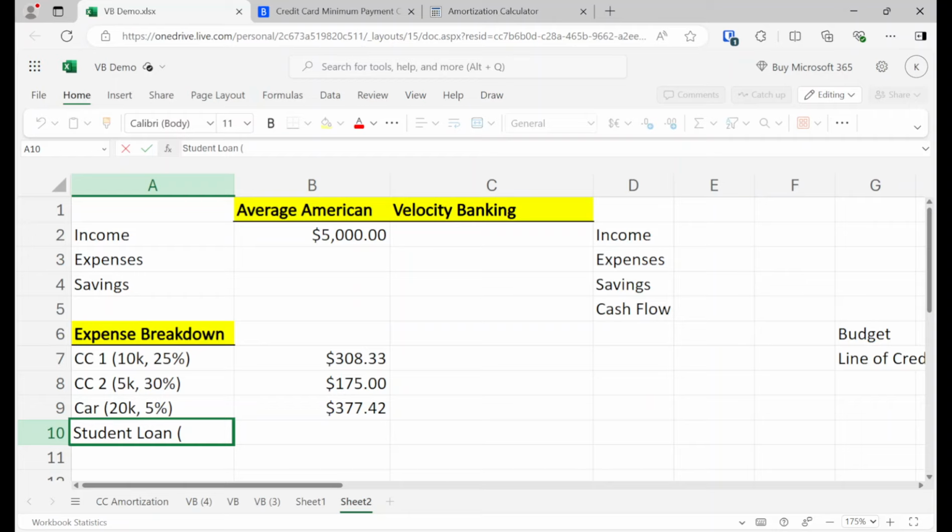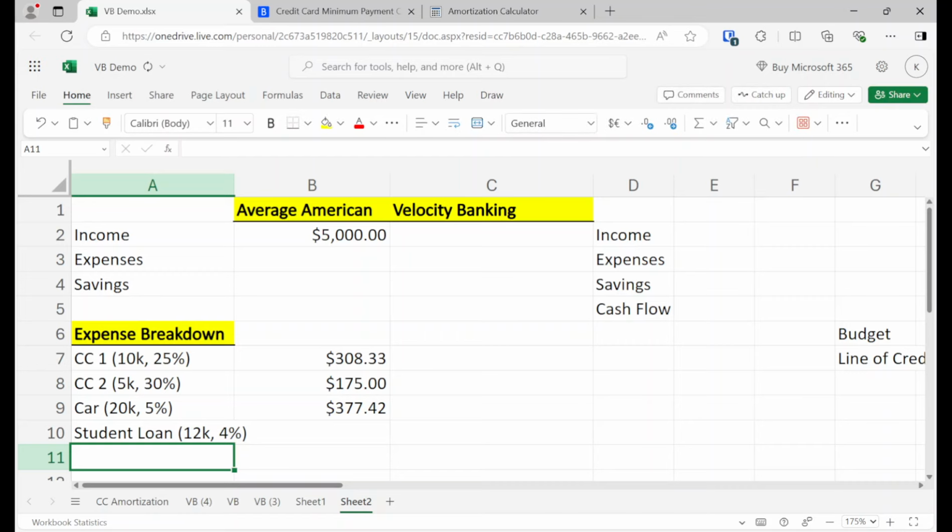But hopefully, you know, we didn't spend that much in student loans. So we'll say 12K. And then what's the student loan rate? Hopefully, you know, not that much. We'll say maybe 4%. I don't know.